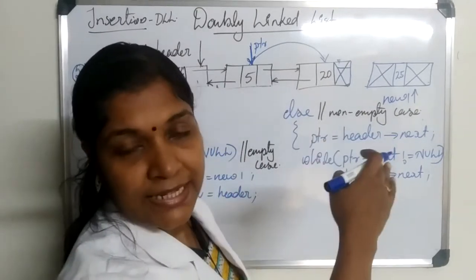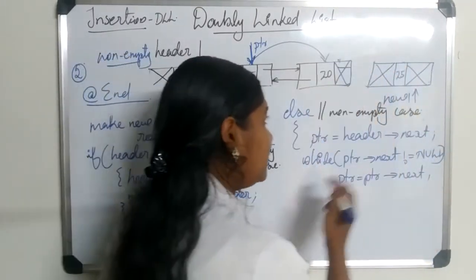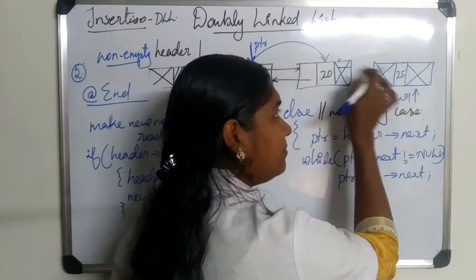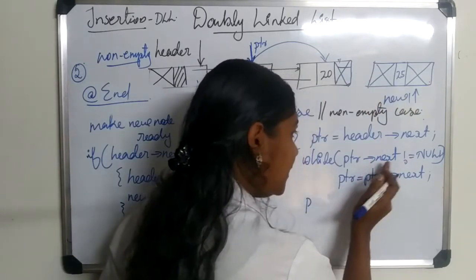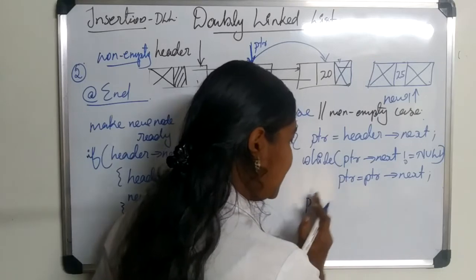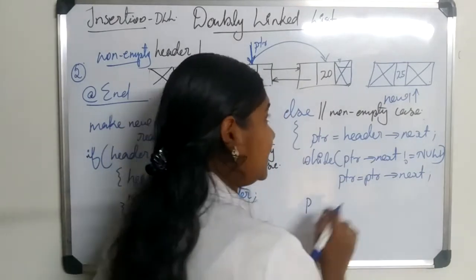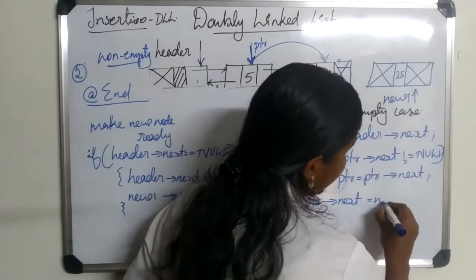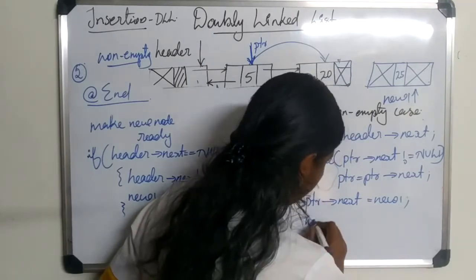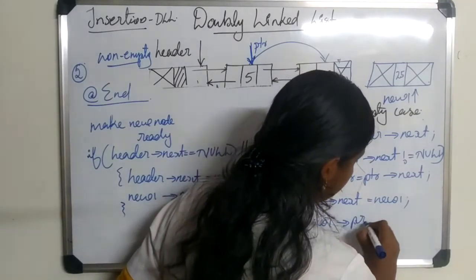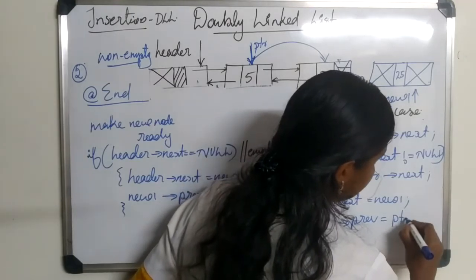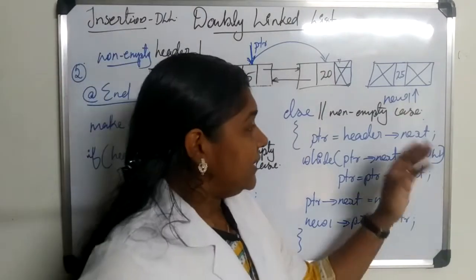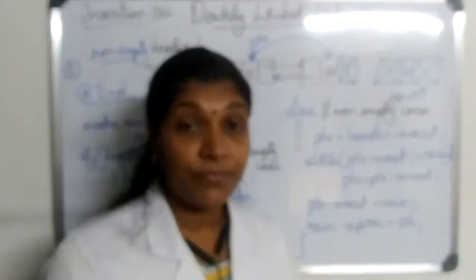Then we can manage the links between ptr and new one. So how can we manage? ptr dot next is equal to new one, new one dot previous is equal to ptr. So you always notice the order or the alignment in which I am writing the code, and you have to follow that alignment. ptr dot next is equal to new one, then new one dot previous is equal to ptr. So that's all regarding the insertion of a new node at the end of a linked list.